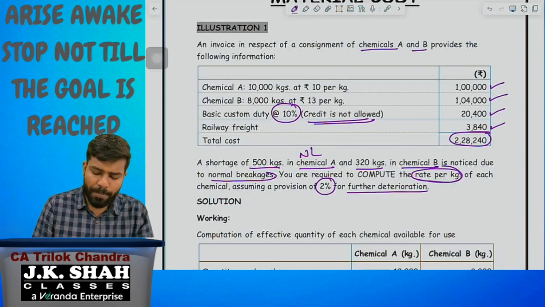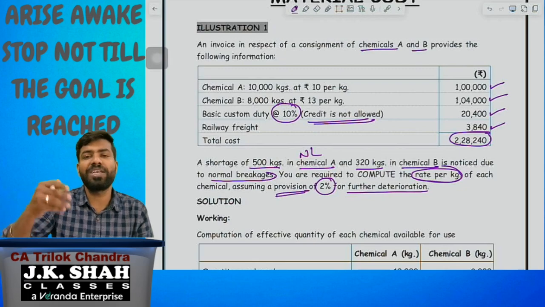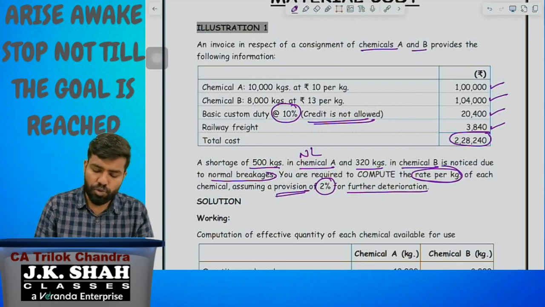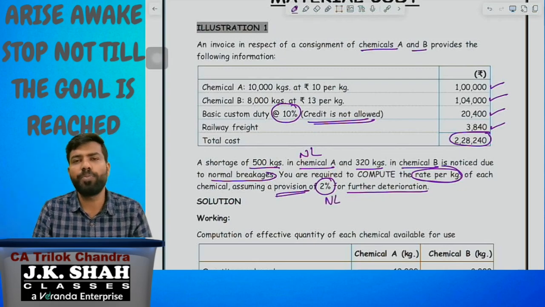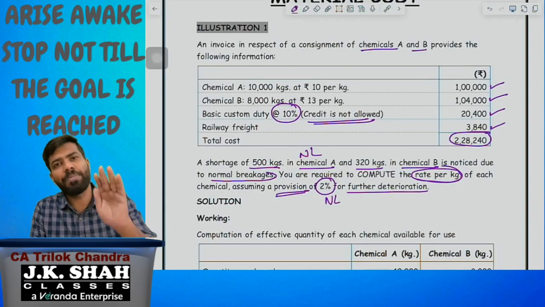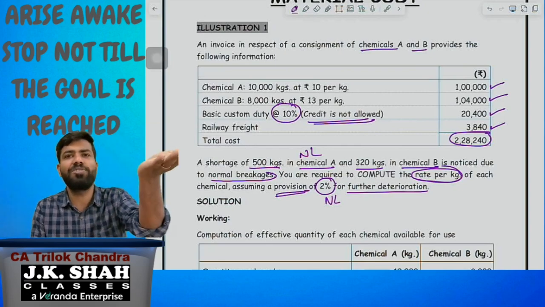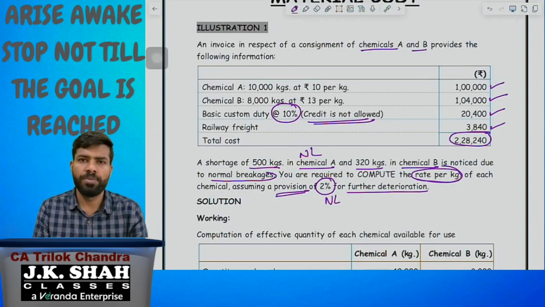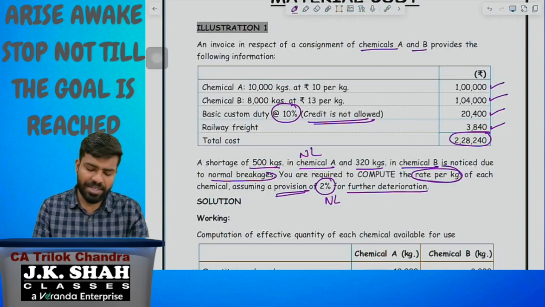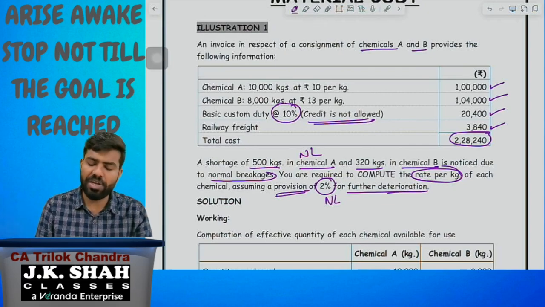So first of all, provision. When we create a provision, we expect some loss. So this 2% deterioration is also normal loss, because based on expectation only we are creating the provision. There are two normal losses: one is breakages, one more thing is deterioration. Now we need to calculate rate per kg.